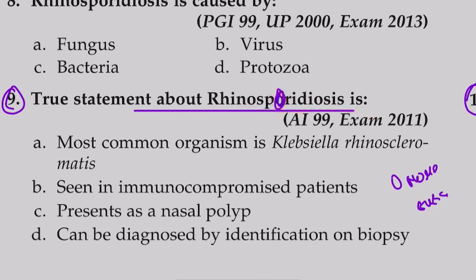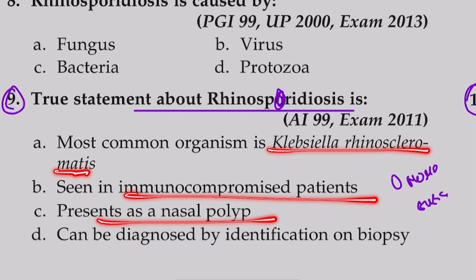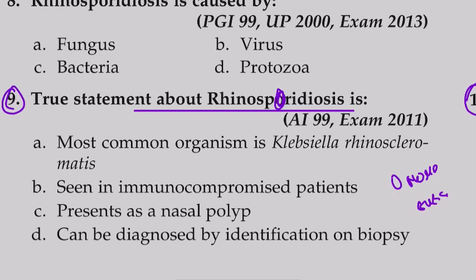Okay, the true statement about rhinosporidiosis is which? Is it commonly caused by Klebsiella rhinoscleromatis? It is not caused by it. Is it seen in immunocompromised patients? No, it is not. Does it present as a nasal polyp? Yes, it can present that way. Can it be diagnosed by identification on biopsy? So the true statement is that it can be diagnosed by identification on biopsy.